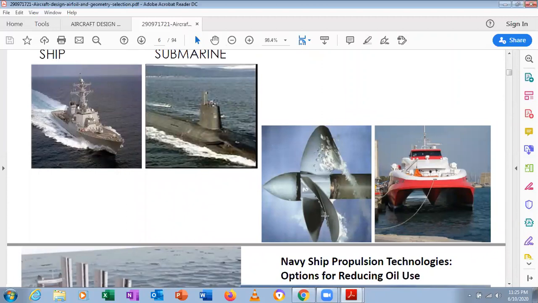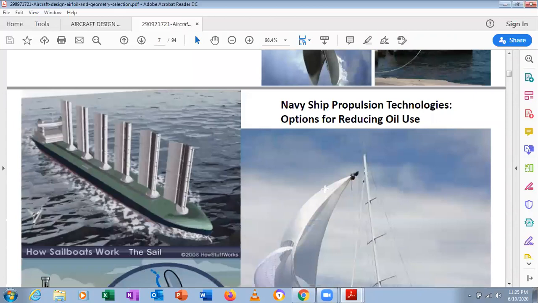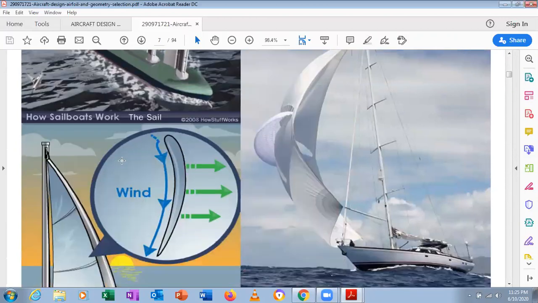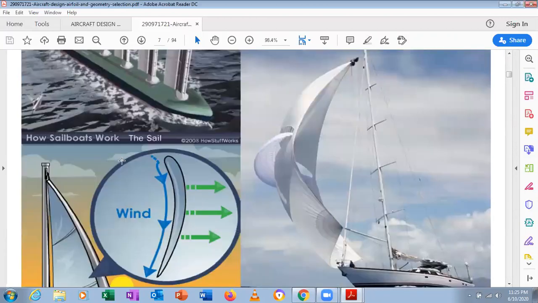And you can see the propellers of it, and we can see the fans in the ship propulsion technologies. So there also we use the airfoil shape. And also you can see the shape of this. It looks like an airfoil. You can see here most of the ships in the oceans, when they are traveling, will be having a hull with an airfoil shape.